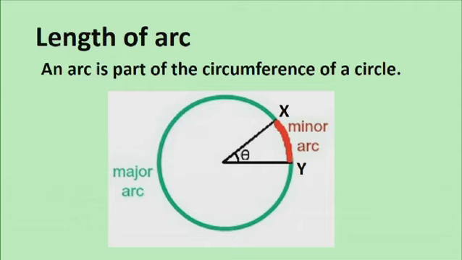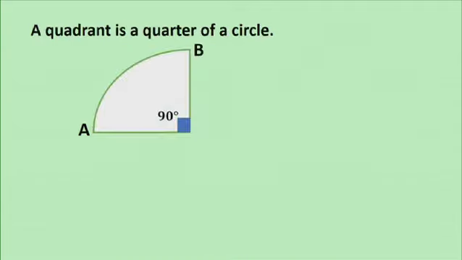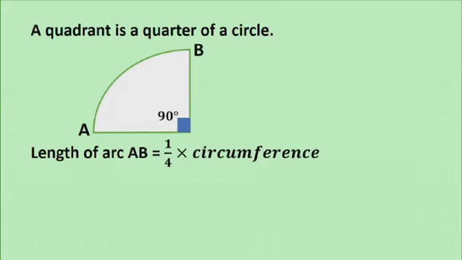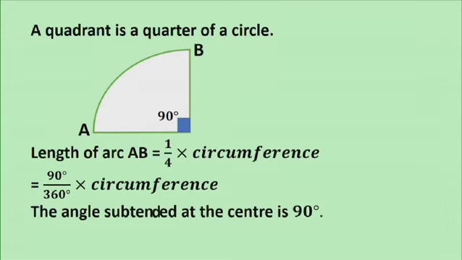Let's look at how we are going to calculate the length of arc. A quadrant is a quarter of a circle. The length of arc AB is 1/4 of the circumference. This 1/4 is also 90 degrees over 360 degrees multiplied by circumference. The angle subtended at the center is 90 degrees.